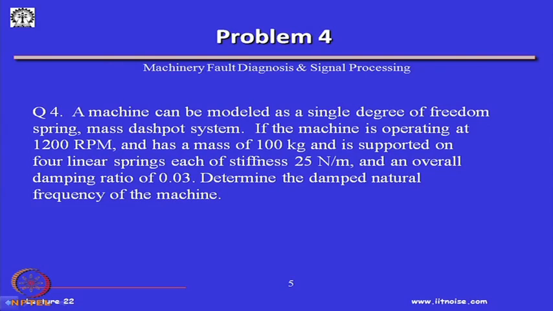This is again a simple problem on vibration, question number 4. A machine can be modeled as a single degree of freedom spring mass damper system. If the machine is operating at 1200 RPM and has a mass of 100 kg and is supported on 4 linear springs, each of stiffness 25 Newton per meter, and an overall damping ratio of 0.03, determine the damped natural frequency of the machine.